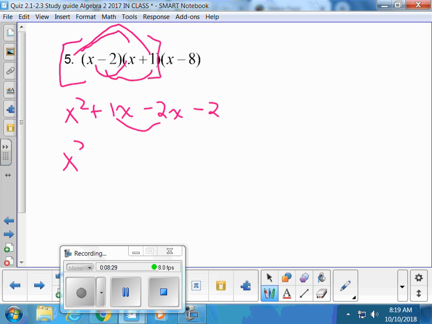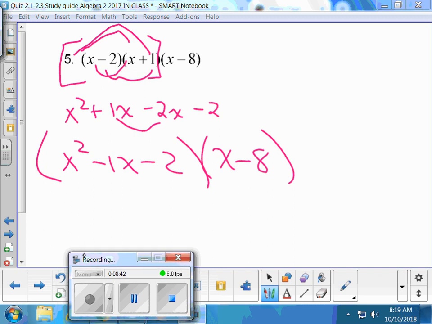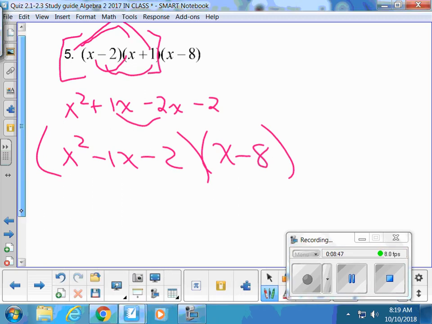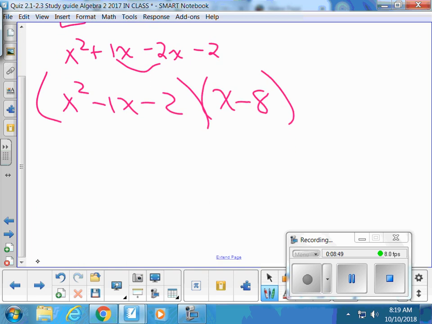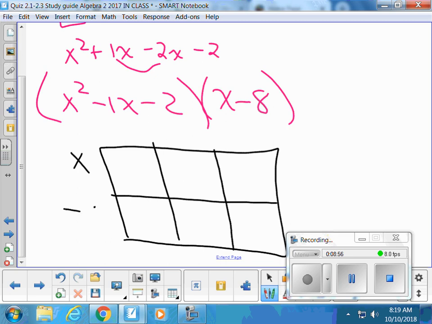Don't forget to combine your 2 middle like terms, because that will make a trinomial for yourself. So there's our trinomial. Don't forget, we still have that x minus 8 as a binomial. And then that's where I'm going to probably finish this off by drawing my box. That will allow me to multiply that trinomial and that binomial a little more effectively. So here goes drawing my box. A 3 by 2 box, like it was in the last one. We'll have an x and a negative 8 along the one side. An x squared, a negative 1x, and a negative 2 along the other side.